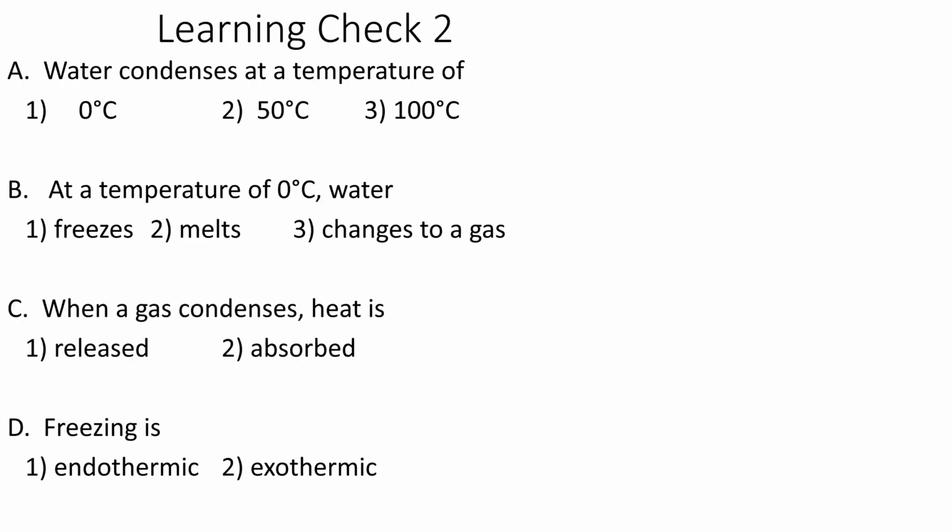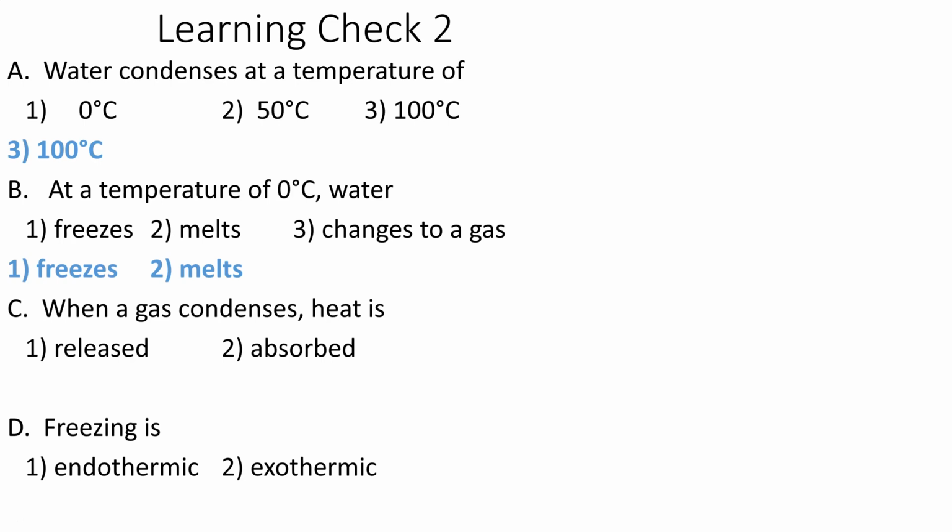All right, so let's try some questions. Water condensed at a temperature of, now remember, condensation and boiling occur at the same temperature. And for water, you should remember that it's 100 degrees Celsius. That's an important temperature to recall. So that's going to be 100 degrees Celsius for number one. At a temperature of 0 degrees Celsius, water does what? Freezes, melts, changes to gas. Remember, two things occur simultaneously. Not only does melting occur, which is what you usually would think, but also freezing.